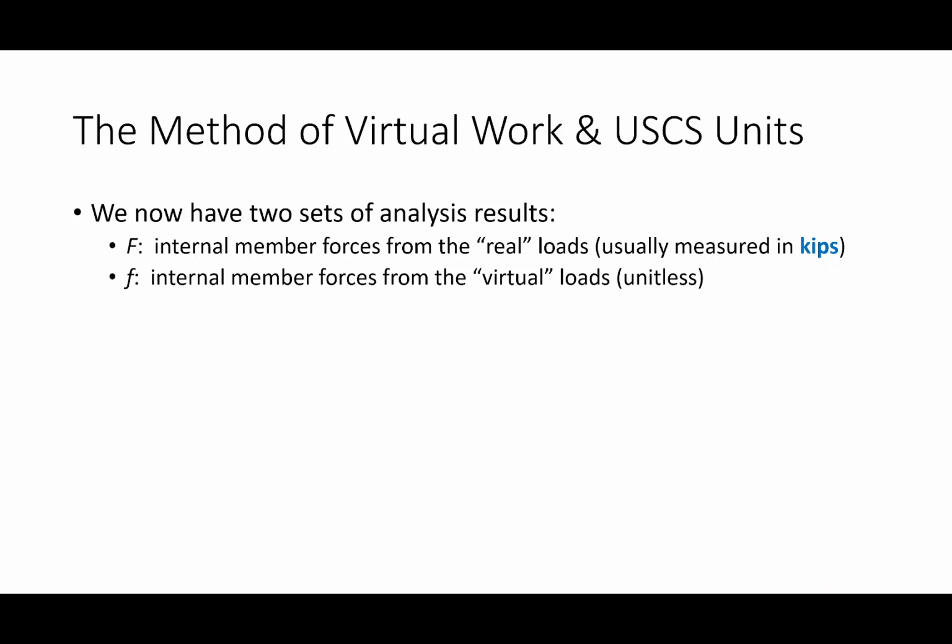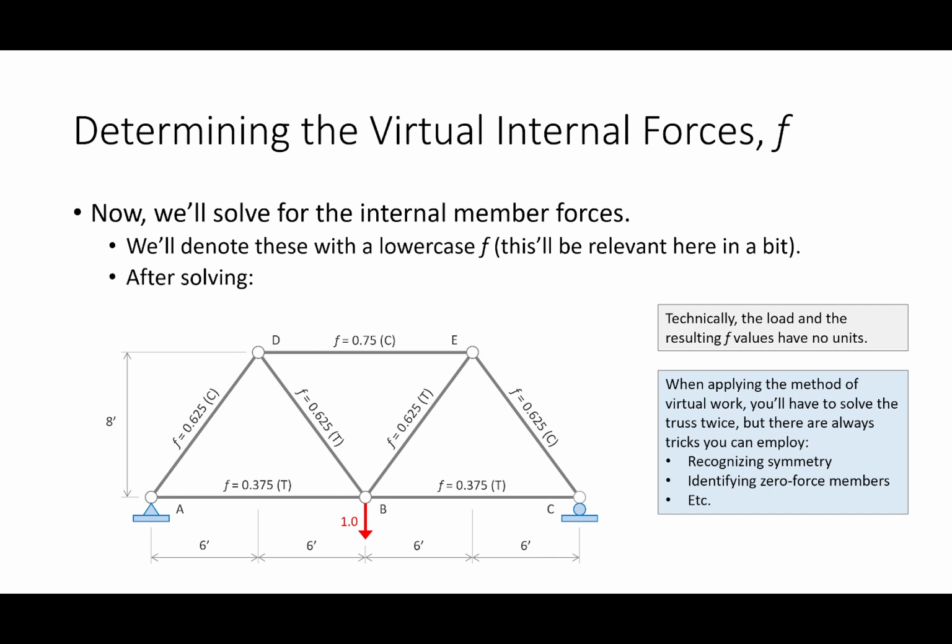Okay, so now we have the method of virtual work. When it's all said and done, we analyze the truss. We have two sets of analysis. We have the real loads, which are usually measured in kips if we're dealing with US units, and then little f, which doesn't have any units. Remember, you can think of this as one kip, but really it's just one. So this 0.625, it's not 0.625 kips, it's just 0.625.